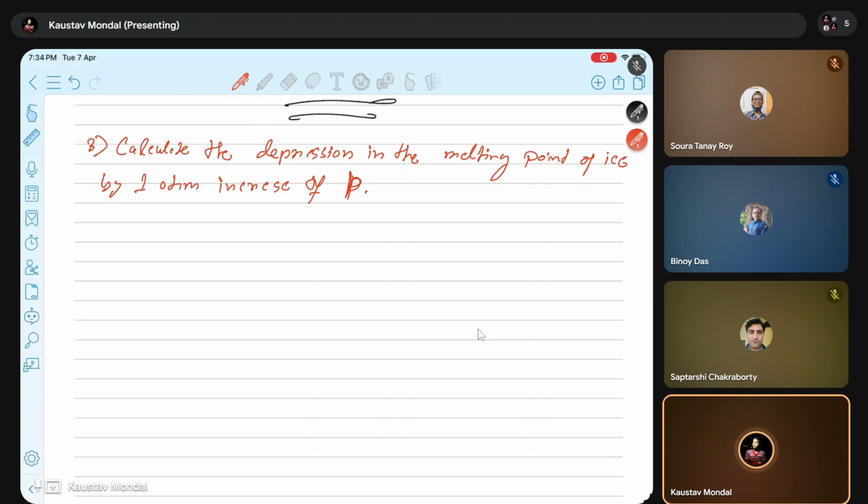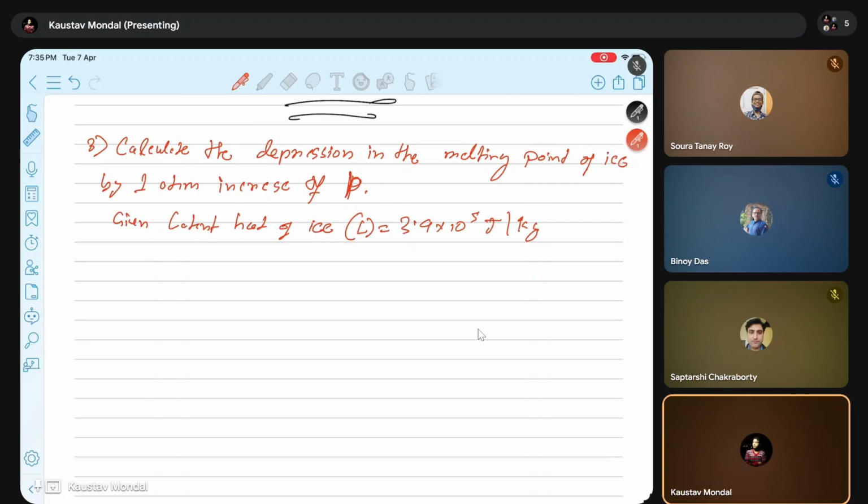The given information is there. So given is, it's a case for ice actually. The latent heat of ice is given as L equal to 3.4 into 10 to the power 5 joule per kg.